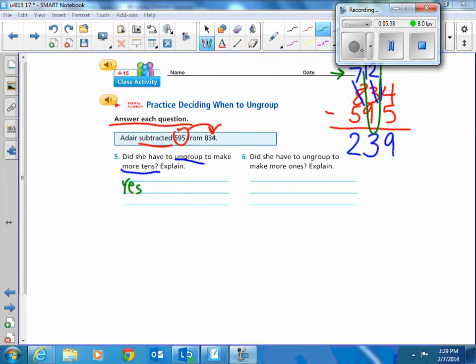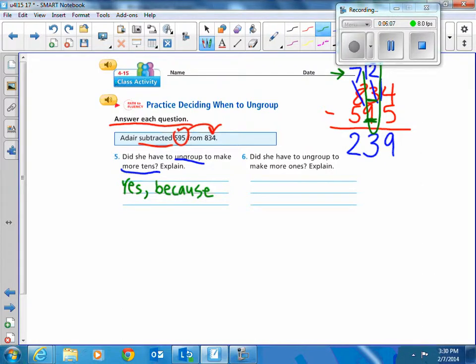So now it's time for the explain part. Did she have to ungroup to make more tens? Yes, she did. And now it says explain. Well, yes, she had to ungroup to make more tens because now if we look at my tens place right here, there were more tens in the bottom number than there were in the top. In the bottom here, there were 9 tens. In the top number, there was 3 tens. So yes, we had to ungroup to make more tens.